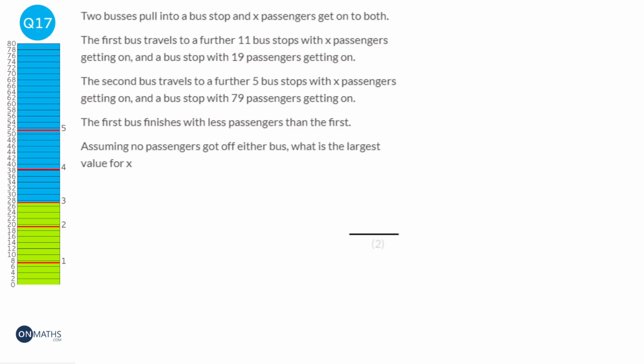So we're going to write an expression for the amount of people on the first bus. They've started with x passengers and they've gone to 11 bus stops with x passengers. So altogether that is 12x. So we're going to have the first bus. And so we've got 12x. And then on the last bus stop, 19 passengers get on, so plus 19.